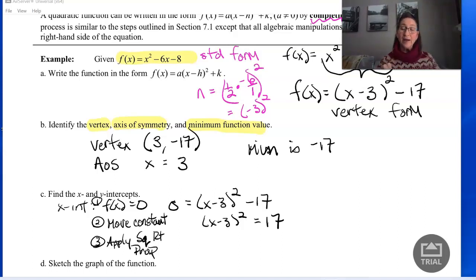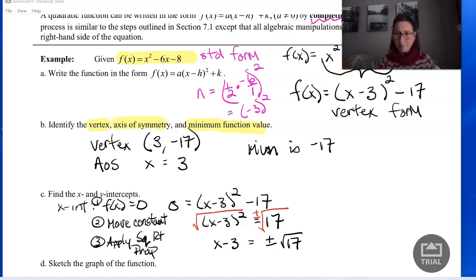So I'm going to go ahead and take the square root of both sides, looking for both my positive and my negative roots. And so that is going to leave me with x minus 3 is equal to plus or minus the square root of 17. Well, the square root of 17, we all know, is not a perfect square. It cannot be simplified. It's just a prime number.